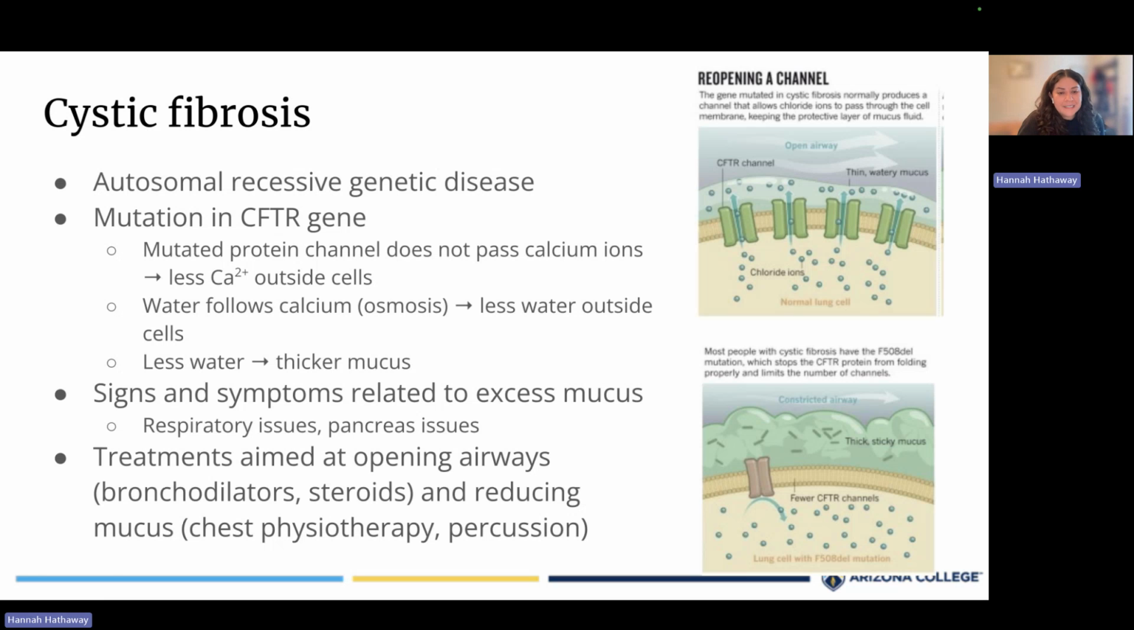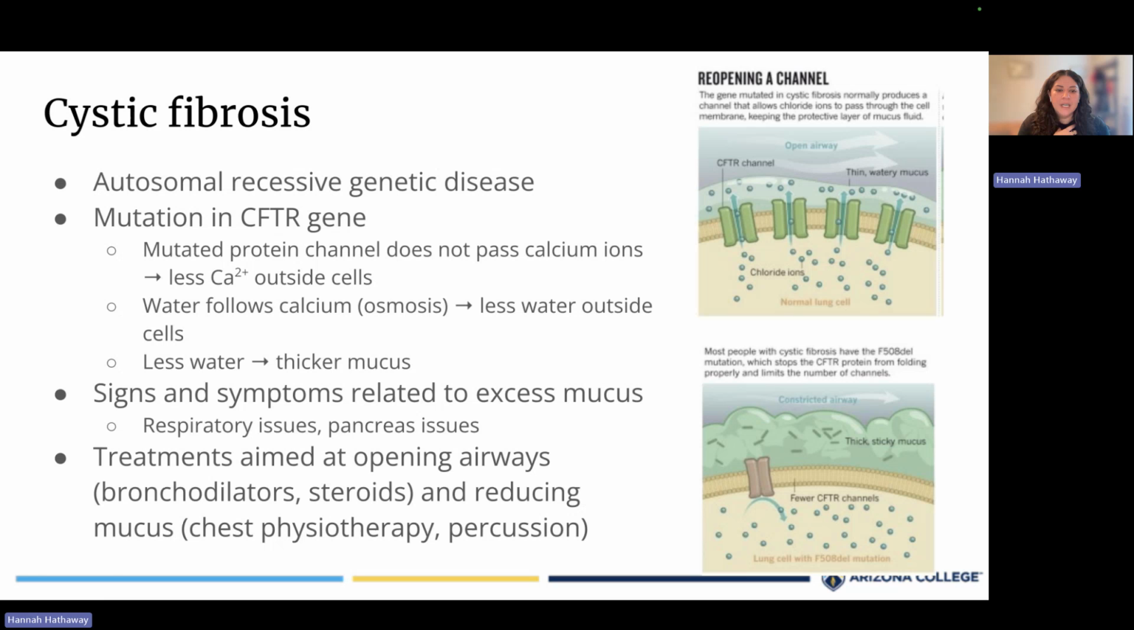The 2 organs that we classically think of as being affected are the lungs. So it causes respiratory issues with breathing, and then also the pancreas. So you can have issues making digestive enzymes, for example. The respiratory issues are ones that are really concerning because if you can't get adequate oxygen, then that's going to affect your whole body. So a lot of the treatments for cystic fibrosis are aimed at opening the airways. So this could be through bronchodilators, like an asthma inhaler almost, or steroids. Those are both things that are going to reduce inflammation within the lungs and just help make breathing a little bit easier.